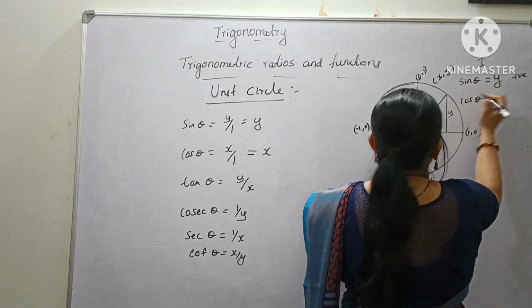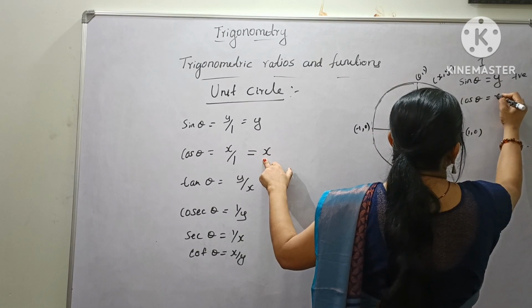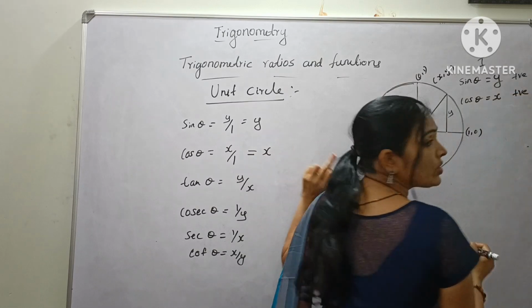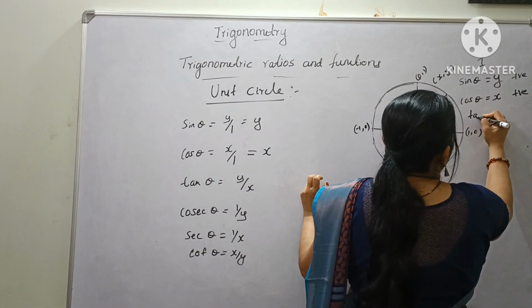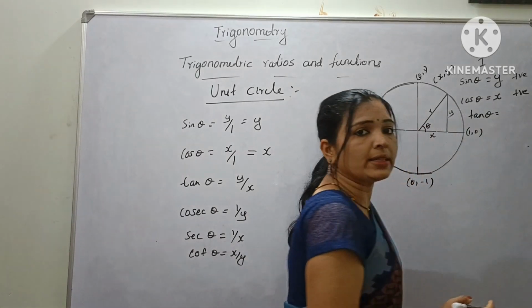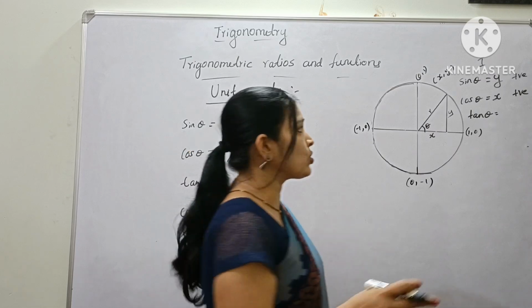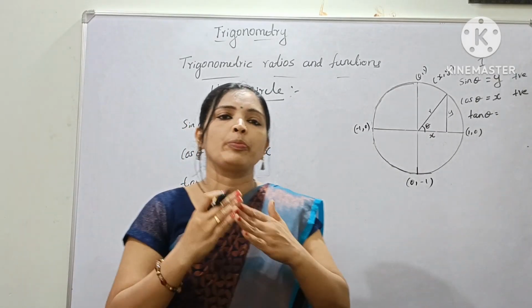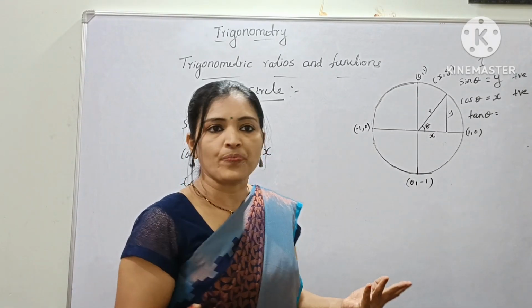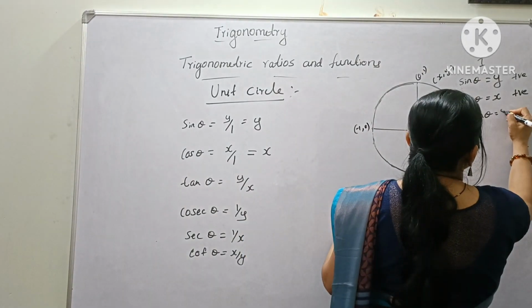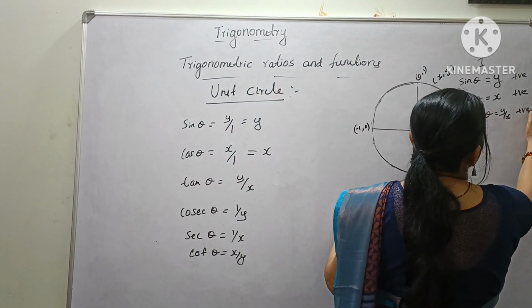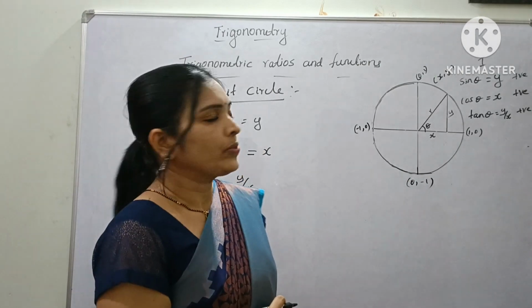Cos theta, we have cos theta is equal to x, and x is also positive in the first quadrant. Then what about tan theta? Tan theta is nothing but the ratio of sin theta and cos theta, that is sin theta divided by cos theta. That is positive divided by positive, which is positive. Right? So tan theta is equal to y by x, that is also positive.